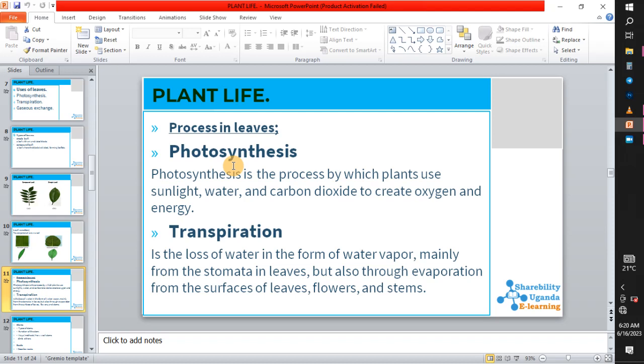Then transpiration. Transpiration is the loss of water in the form of water vapor, mainly from the stomata in leaves, but also through evaporation from the surfaces of leaves, flowers, and stems. It is basically a process through which plants lose excess water to the atmosphere in the form of vapor through stomata in leaves.